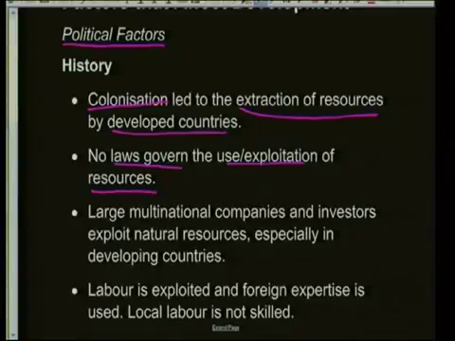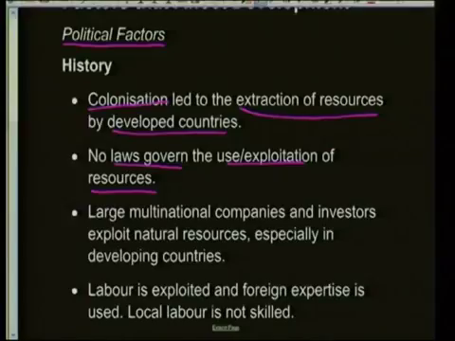So when the developed countries went into these developing worlds and decided to extract their mineral resources, those countries were lacking in terms of their policies with regard to how much of the minerals we can take out. And this is now a problem that has led to a decrease in development of those developing countries. Large multinational companies and investors have exploited the natural resources. So it's a very similar point. These large companies go in, they take what they need, and they leave the developing country with nothing.